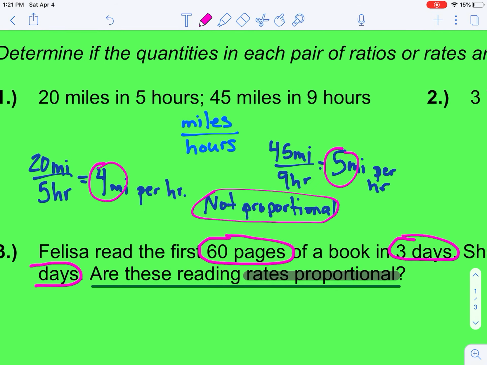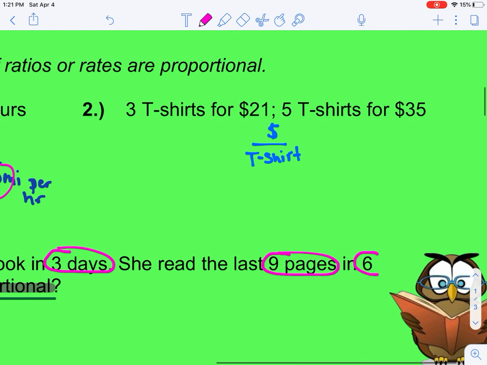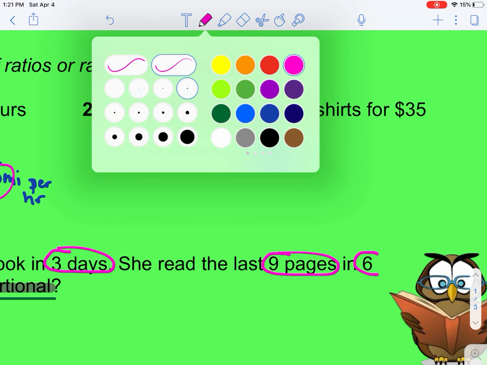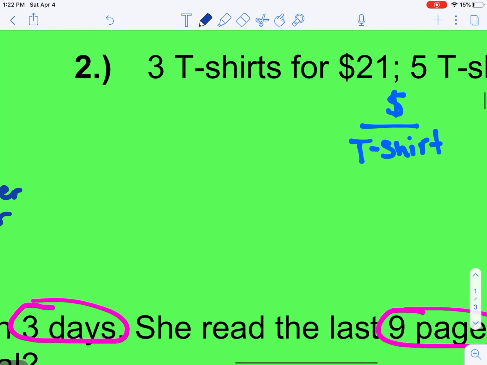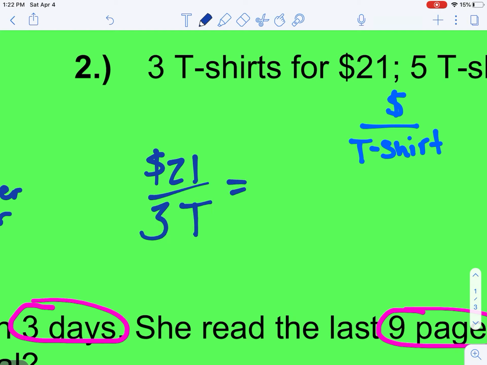Okay, let's take a look at our second example. In number 2, I have 3 t-shirts for $21 and 5 t-shirts for $35. My two units that I'm comparing is money to t-shirts. So my first one, I have $21 for 3 t-shirts. And if I do 21 divided by 3, that means that I have $7 per t-shirt.